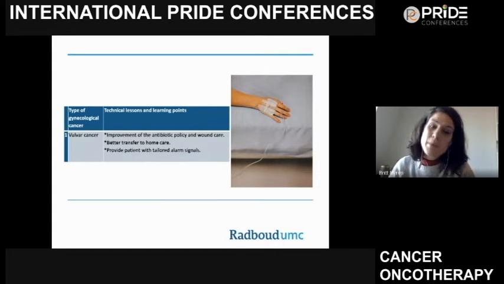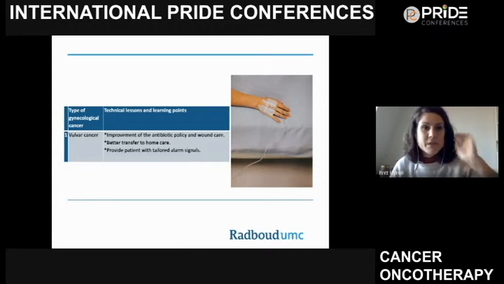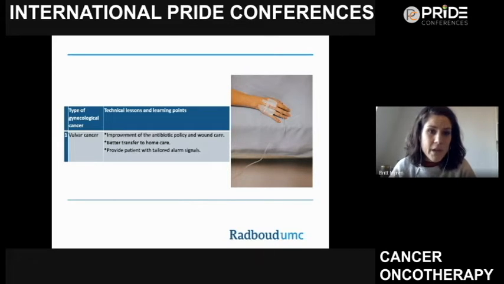This is just one example of the patient I just discussed who had a reimplantation of the urethra and a wound abscess. We took steps to improve the antibiotic policy and wound care, better transfer to home care. And also in the future, we will provide patients with tailored alarm signals, because the patient was not aware of what was happening before, while her wound was infected. So she called too late.